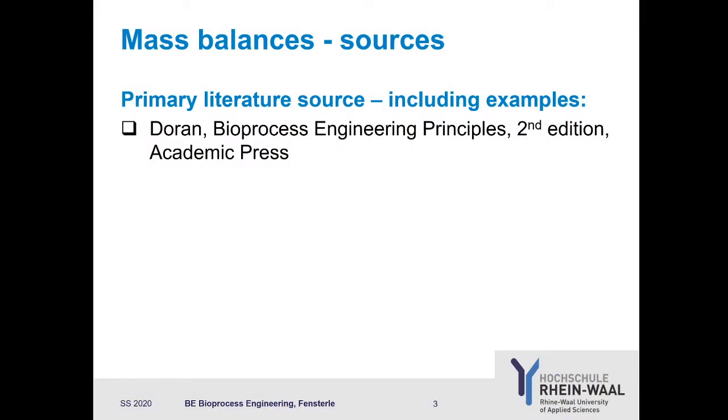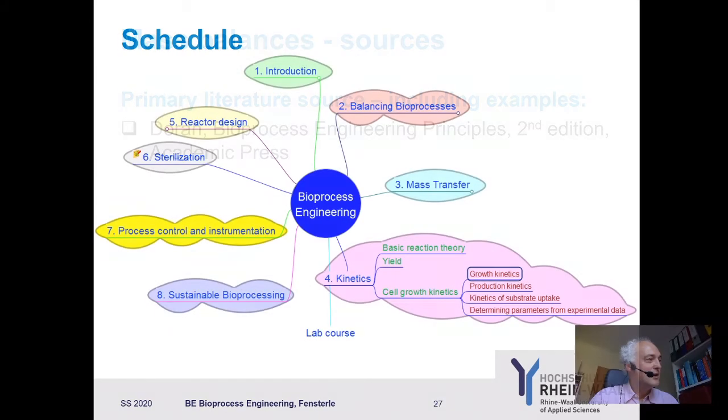All examples in this section are based on Bioprocess Engineering Principles, 2nd edition, Academic Press, by Pauline Doran. The solution path is also depicted in this book, so please refer to it for details. It's again a warm recommendation to have a look in this book. So let's start right away. I already said we go for kinetics.